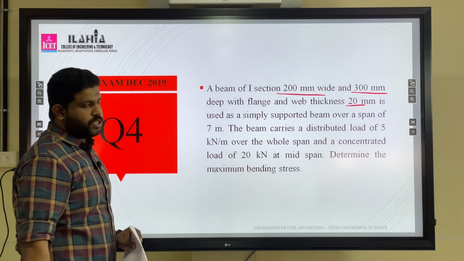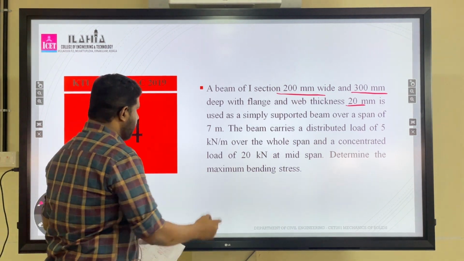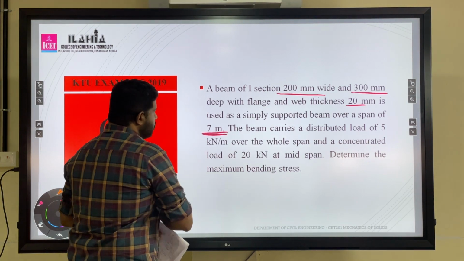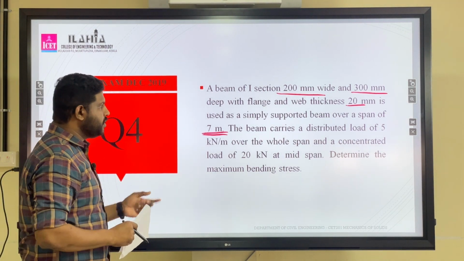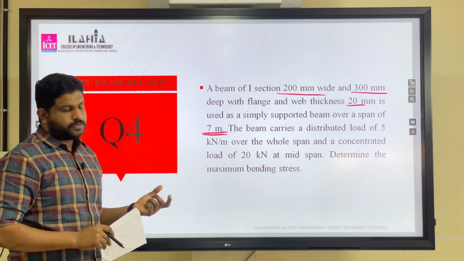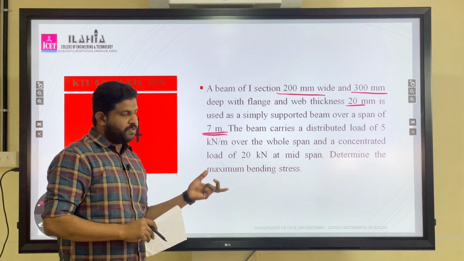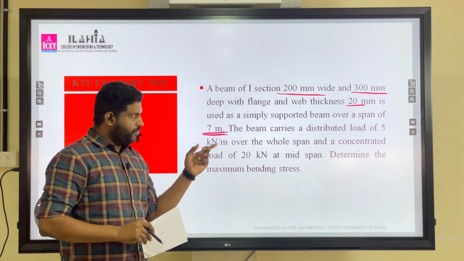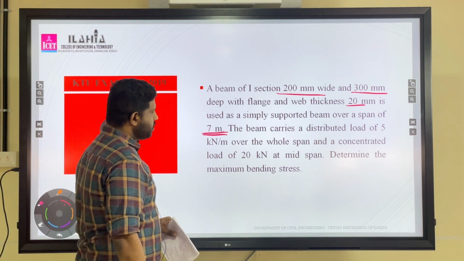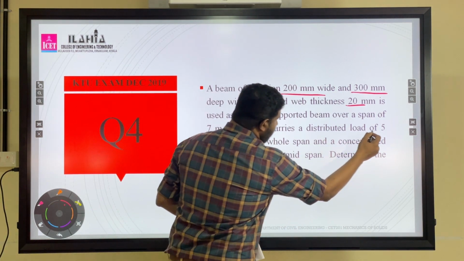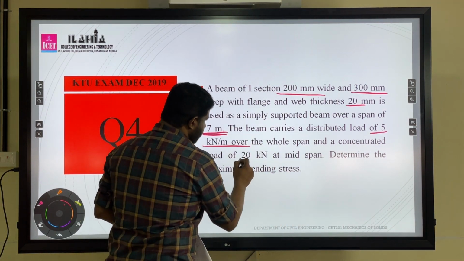So this is the cross section of the beam used here, not a rectangular section, it is an I section, and the span is 7 meters. Comparing this question with the previous one: in the previous question only one type of loading was given, a simply supported beam carrying a UDL. Now we will have two loads, a UDL of 5 kilonewton per meter and a point load.